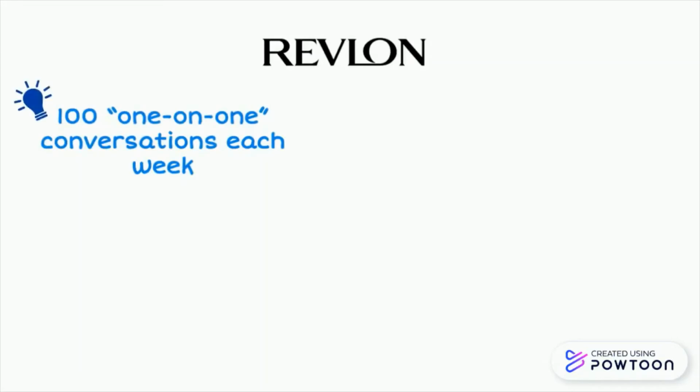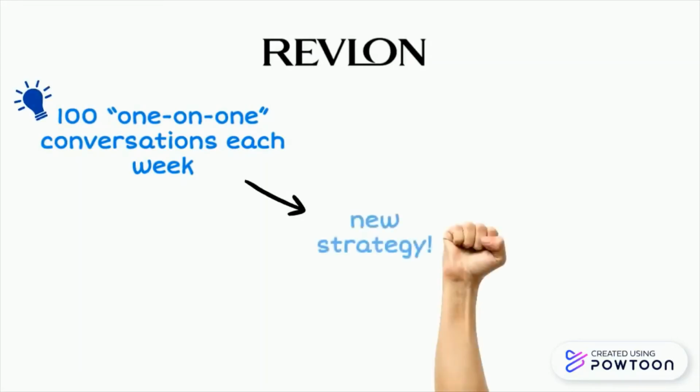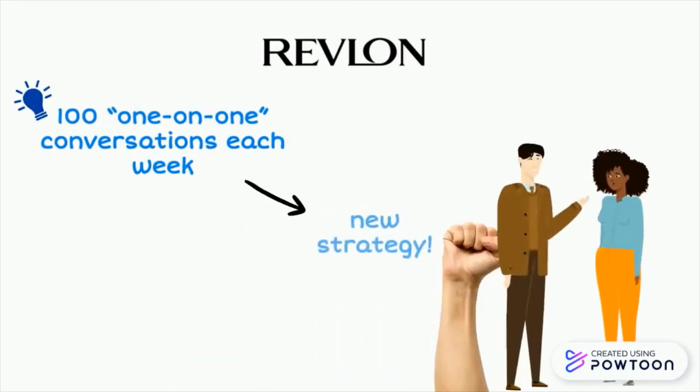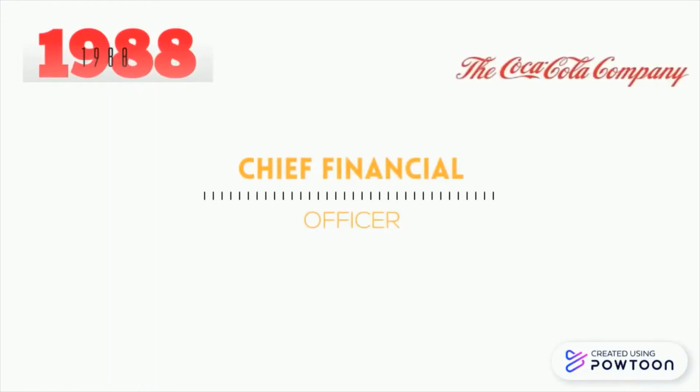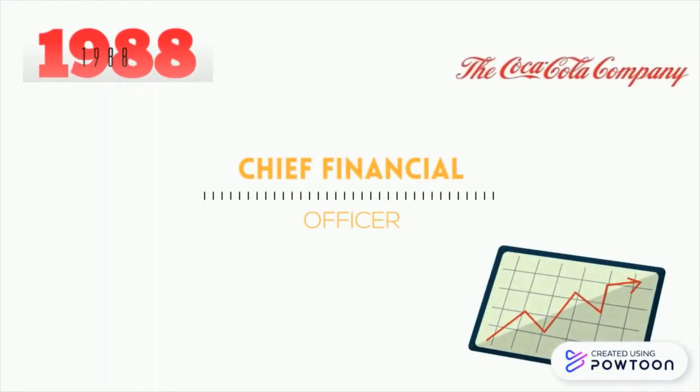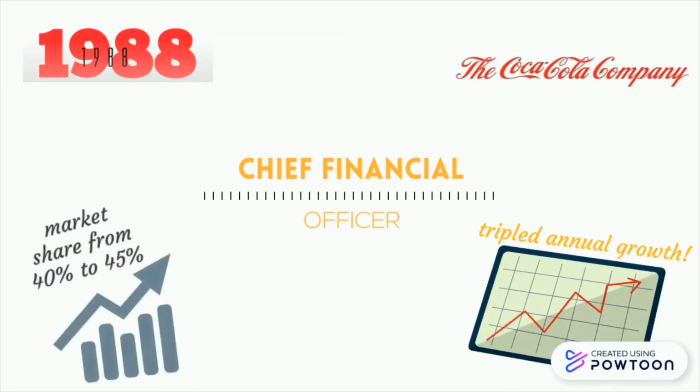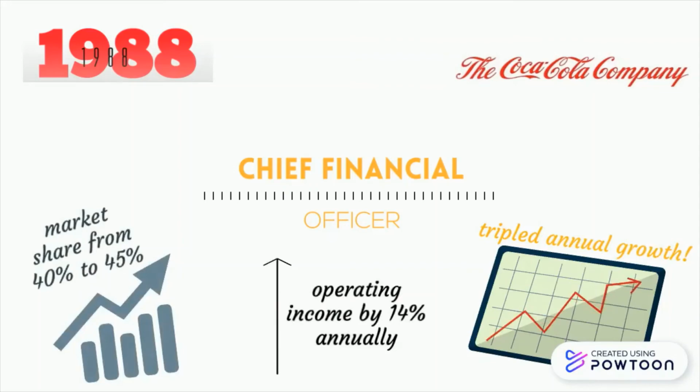During his early days with Revlon, he set an ambitious goal to have 100 one-on-one conversations each week to communicate the new strategy during a challenging time. In 1988, at the age of 36, Jack Stahl became the youngest CFO in the history of Coca-Cola. With him on board, Coca-Cola North America experienced triple average annual growth, increased market share, and increased operating income by 14% annually over the 6-year period.